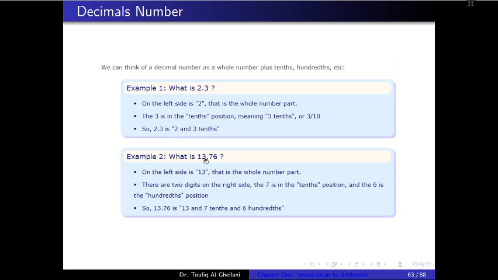What is 13.76? On the left side is 13, that's the whole number part. There are 2 digits on the right side. The 7 is in the tenths position, and the 6 is in the hundredths position. So 13.76 is 13 and 7/10 and 6/100.